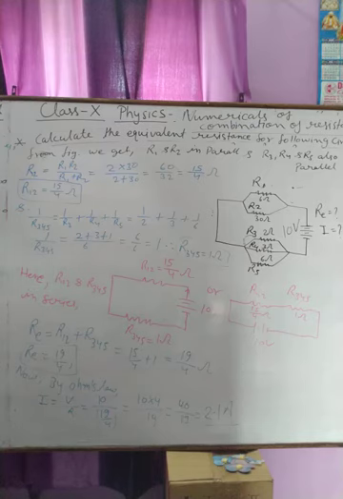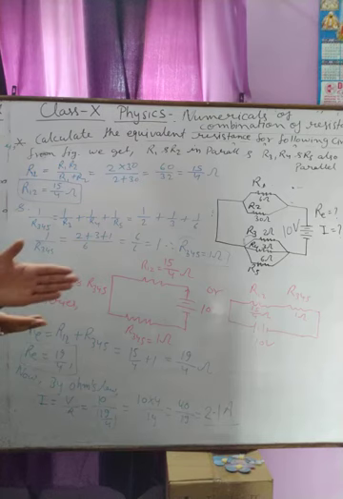Okay student, I am telling you about how to get minimum current and maximum current. For getting the minimum current, solve the circuit in series, and for getting the maximum current, solve the circuit in parallel.